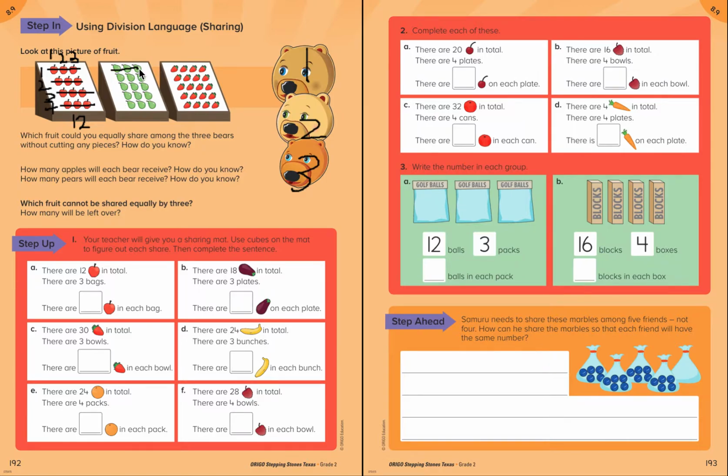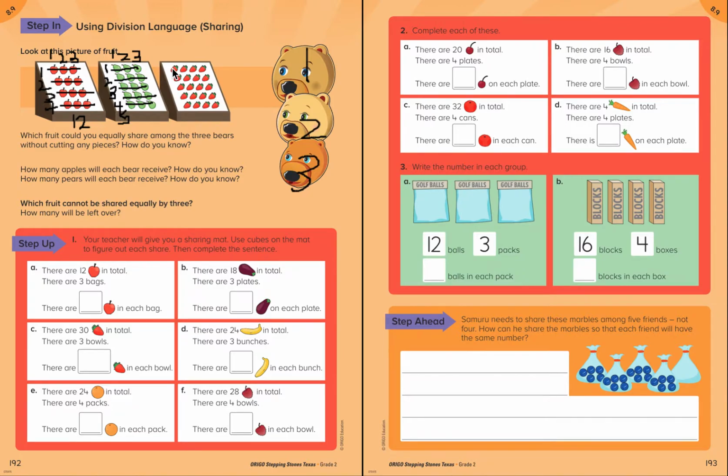I have 1 row, 2, 3, 4, and then 5. I have 1, 2, 3. So this one could also work, because I have 3 rows again, and each bear could get 5 pears.